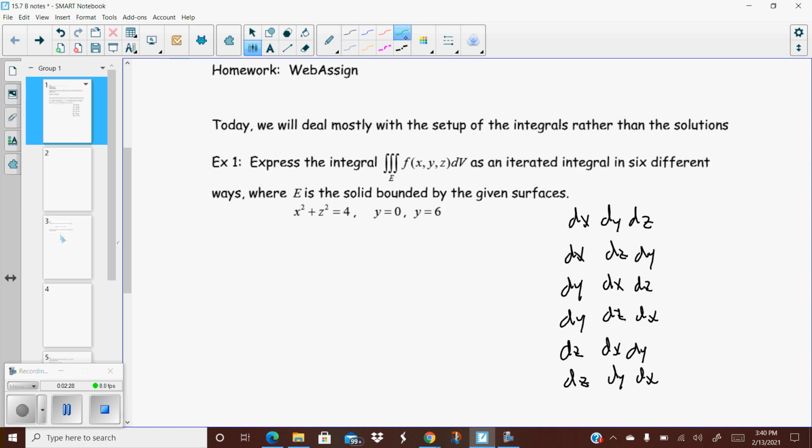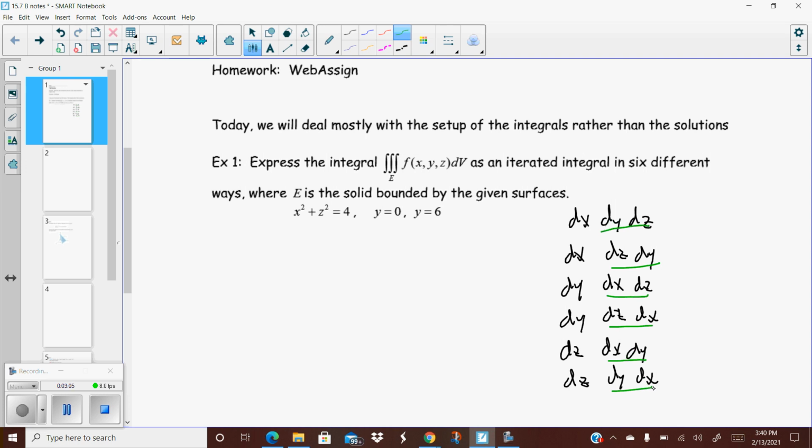So a couple things. The last 2 variables, the outer 2 variables, those are basically going to be your 2-dimensional projection. So it's going to be into that plane. For example, in the top one, it's going to be a projection in 2 dimensions into the dy dz plane. And that's how you're going to figure out your bounds for the y and the z in that case. The x is going to go from a function up to a function. Now the function could be a constant, but it could also have y's and z's in it.